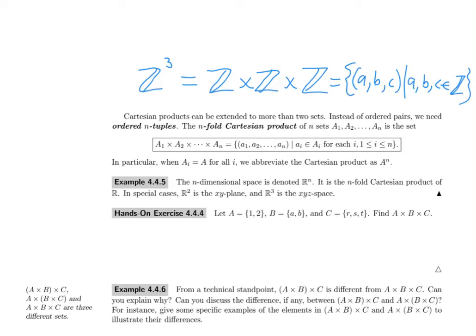For hands-on exercise 4.4.4, notice we have 3 finite sets, and you're taking the Cartesian product of all 3 of those. So you will actually be able to write all the elements of that Cartesian product.